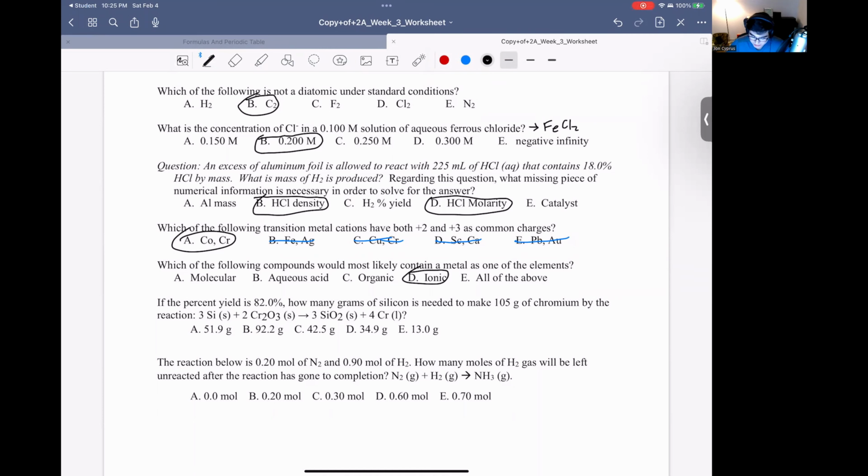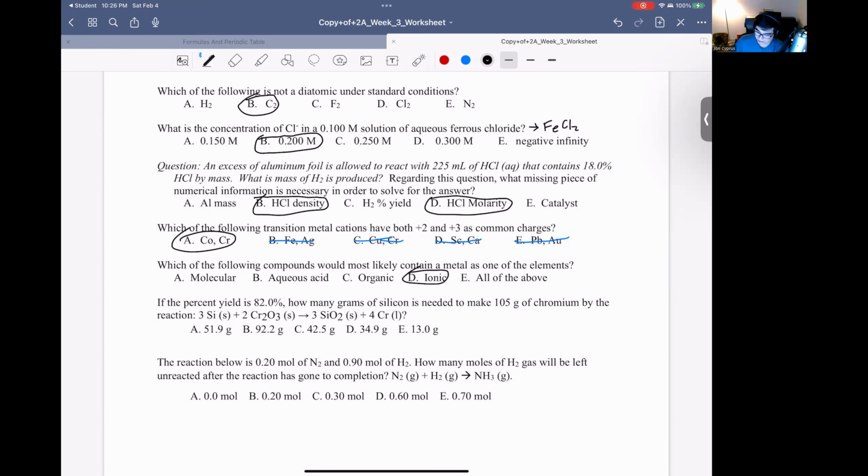Next, it says, if the percent yield is 82.0%, how many grams of silicon is needed to make 105 grams of chromium by the reaction 3 SiS plus 2 Cr2O3, and so on and so forth. Okay, so you know that your percent yield is 82%. So if your percent yield is 82%, theoretically, you should have made more, right? So we're going to go off of what we should have gotten, essentially.